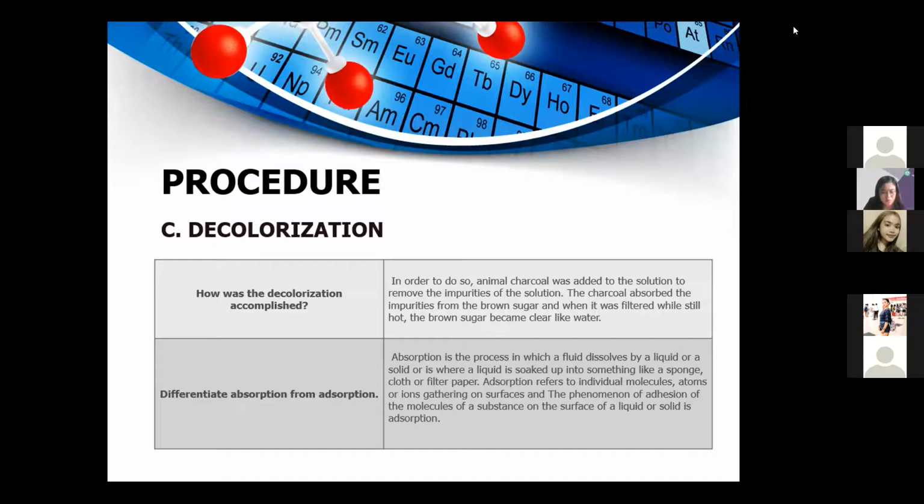Differentiate absorption from adsorption. Absorption is the process in which a fluid is dissolved by a liquid or a solid, or where a liquid is soaked up into something like a sponge, cloth, or filter paper. Adsorption refers to individual molecules, atoms or ions gathering on surfaces, and the adhesion of the molecules of a substance on the surface of a liquid or solid is adsorption.